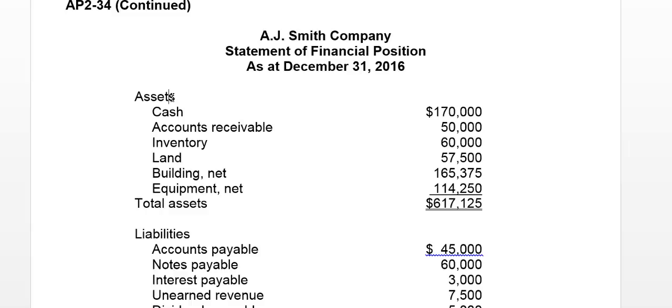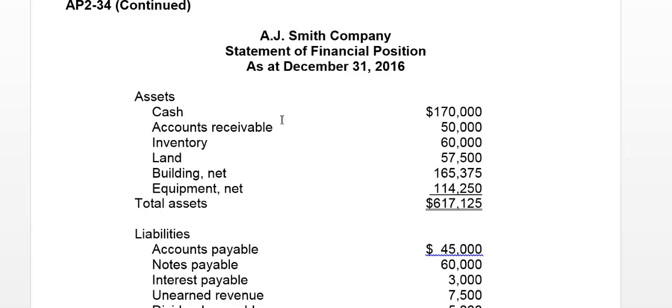Well, you'll notice in your textbook they have shown you examples of classified ones where they separate current and non-current assets and current and non-current liabilities. But we didn't do that because they asked us to produce a non-classified or unclassified one. But there still is an order. Notice you've got cash first, then accounts receivable. Cash and accounts receivable are known as what we call liquid assets.